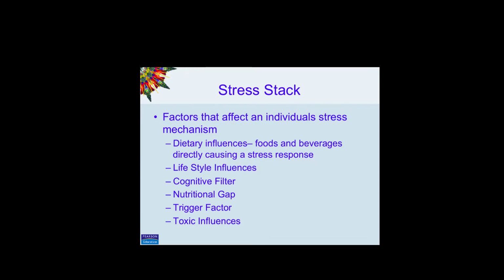Stress and Coping reviews what's called a stress stack. They are factors that affect individual stress mechanisms, and they include dietary influences such as caffeine, beverages, and sugary foods, and how they affect your stress level. They also include lifestyle influences: going to school, having a job, a family. Cognitive filters and nutritional gaps are also described. There's something called a trigger factor, and toxic influences. These are all described in that particular video.